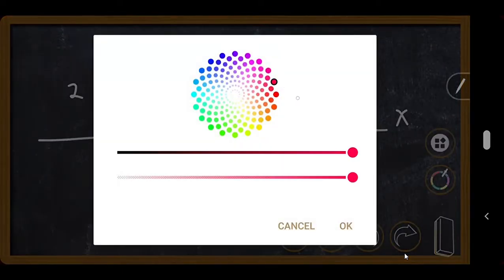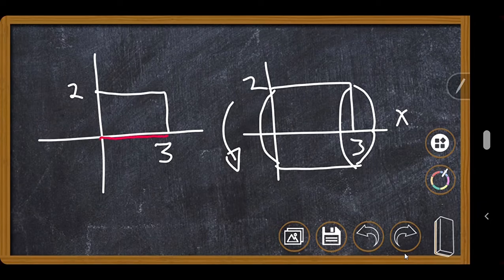And take note also that the length of our rectangle is the same as the height of our cylinder, and the width of our rectangle is just the same as the radius of our cylinder. Now we're going to use this to find the volume of the cylinder. First, let's make an equation for this one. This vertical line right here is x is equal to 3, because for any values of y, we will have the same x, which is 3. That's why we have our equation x is equal to 3.